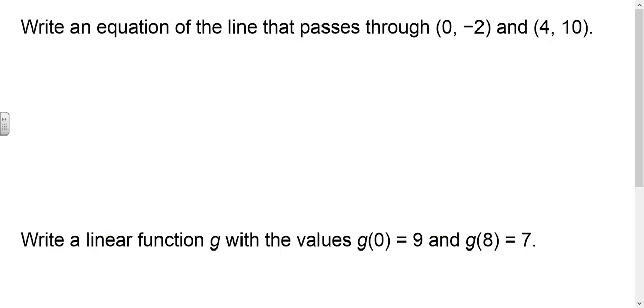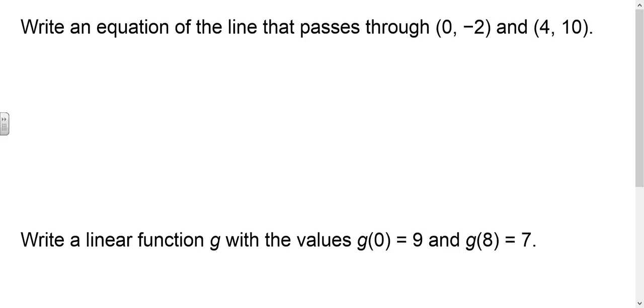All right, now we're going to get a little bit more difficult. We're going to get some examples that we haven't quite seen before. Write an equation of the line that passes through the points (0, -2) and (4, 10). If you're thinking about this, think about what information you need in order to write the equation of your line, just like we did on the previous problems. And then think about two different ways that you can get that information.